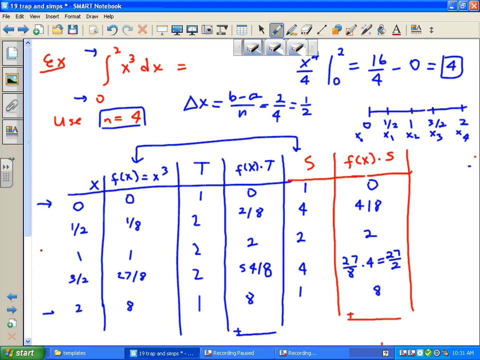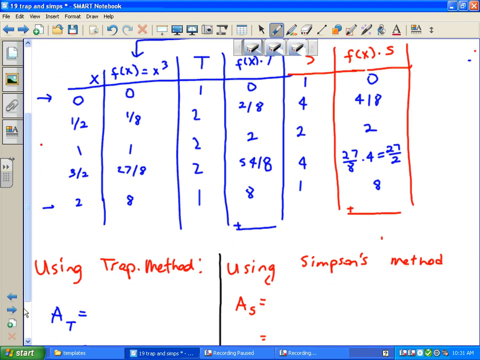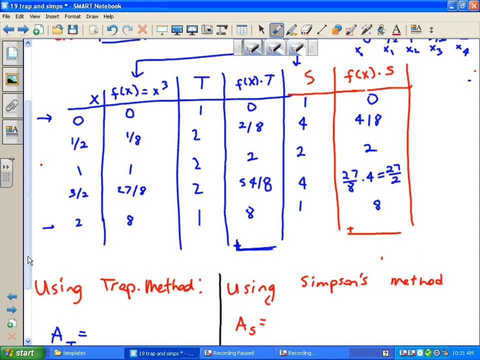Okay. What I'm going to ask you to do is sum these two columns. Sum this column here, the f of x times t column, and sum this column here, which is the f of x times s column. And let's see what we're getting for those. Why are we summing them, by the way? If you look at the formulas, the formula had a sum of these expressions, right? 2 times f of x sub 2, 2 times f of x sub 3, etc. So we need to sum them up to get what is inside the brackets.